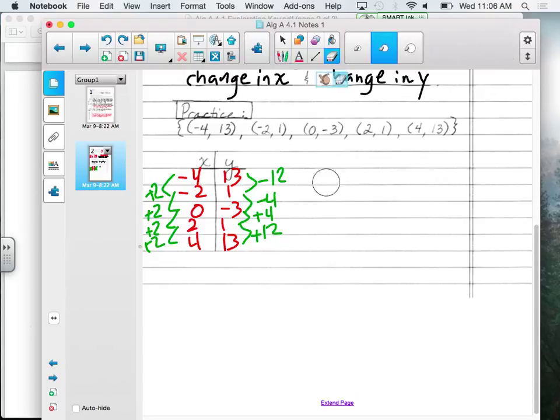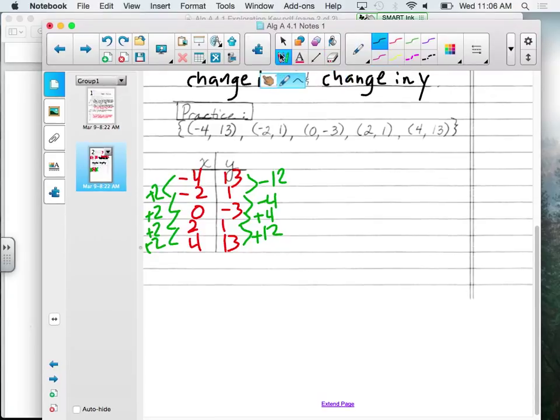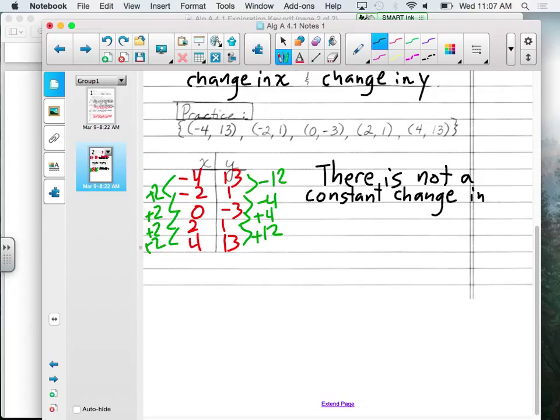Don't write that. Okay. So there is not a constant change in y that corresponds to a constant change in x.